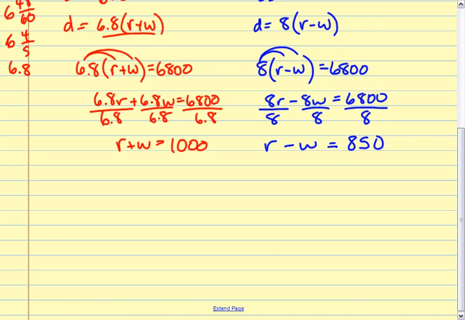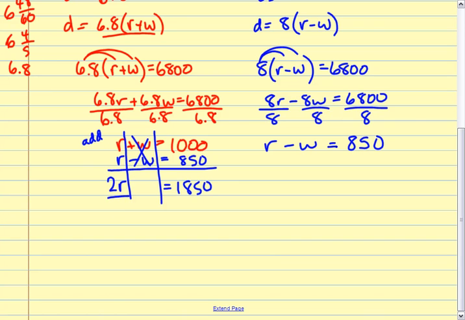Now look, perfect. I'm just going to put one equation under the other, R minus W equals 850. I'm going to add and get rid of the W's. Is that okay? I'm going to get R plus R is 2R. These two just cancel because they're opposite signs. And this is 1850. When I divide by 2, I'm going to get R is equal to 925. Now that's the rate of the jet.